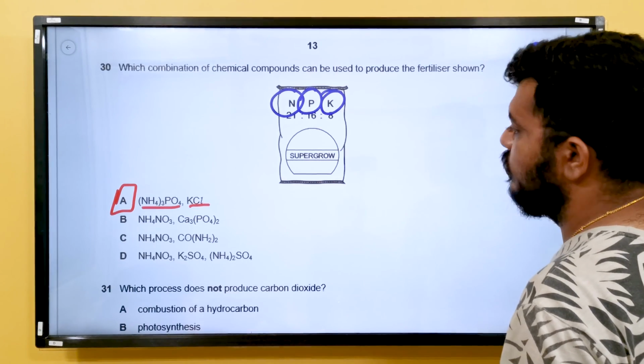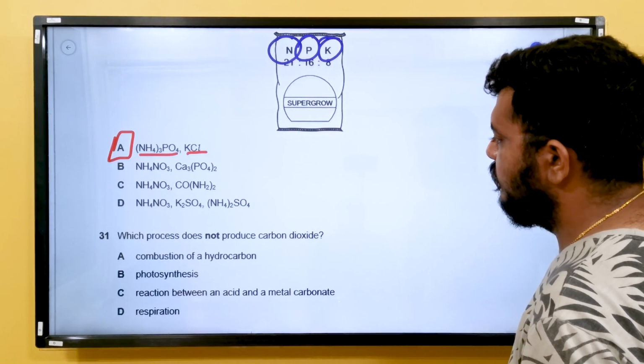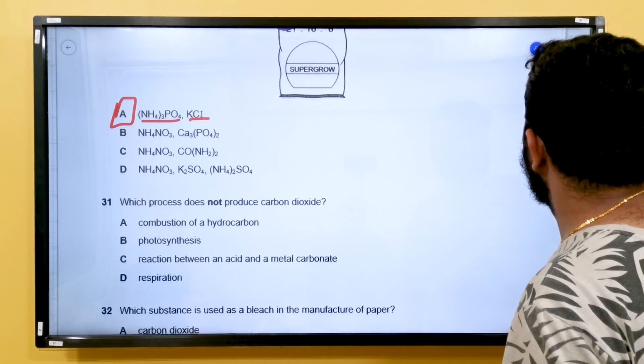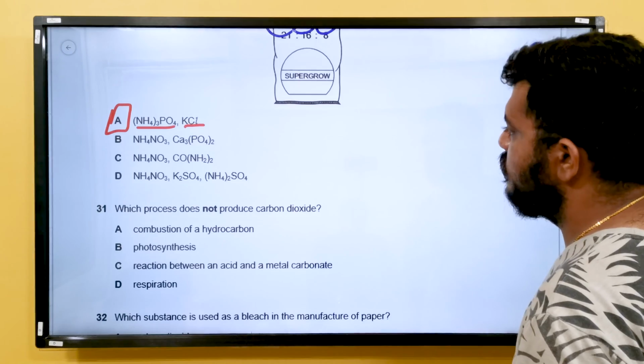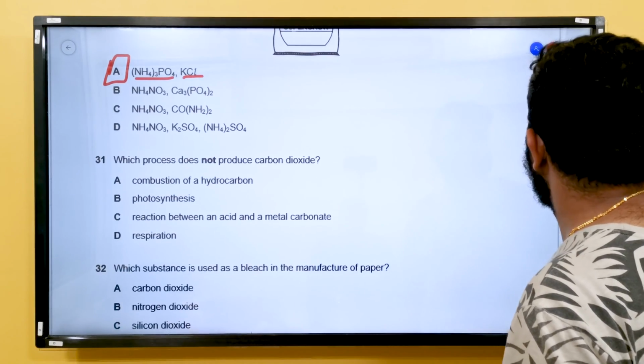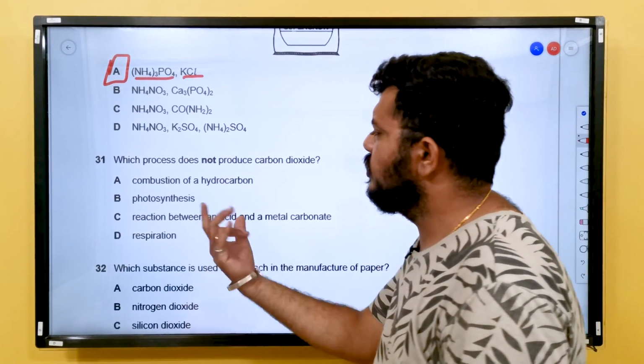Okay, let's look at the next question. You have, which process does not produce carbon dioxide? Which of the following processes does not produce carbon dioxide? Okay, what do we have? Combustion of hydrocarbon?